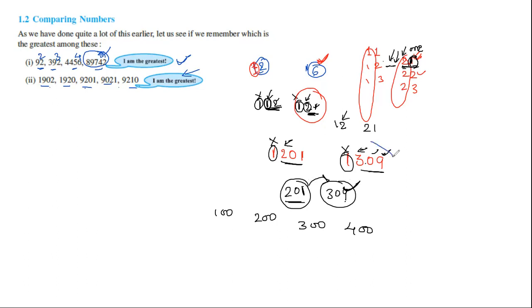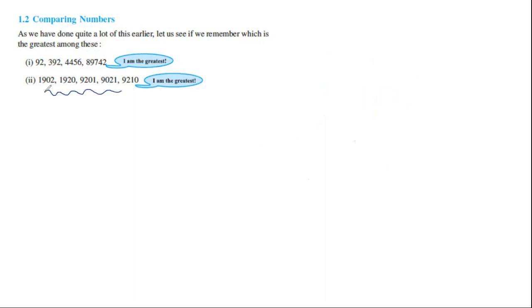So what did I observe? Out of these two numbers, my 1309 is greatest. In this way, we did. Okay, now let's check the same thing for this example. Here the first number is 1902, and this is 1920, this is 9201, this is 9021, and 9210. Let's first of all eliminate the numbers which can be eliminated. It's asking about the greatest number, right? So out of these, 1902 and 9021, 9201.